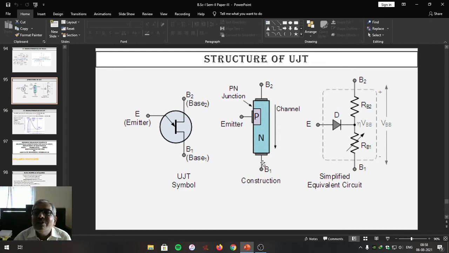Up to that voltage, UJT doesn't conduct current. But when Vj, that is the junction voltage, that is VEE, the emitter voltage, becomes equal to eta times VBB, naturally UJT will start conducting current. Prior to that, it doesn't conduct current. So that is the peculiarity of this particular unijunction transistor. Here, eta plays a very vital role.